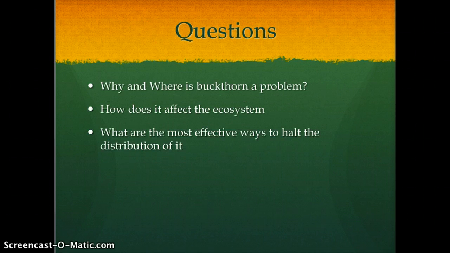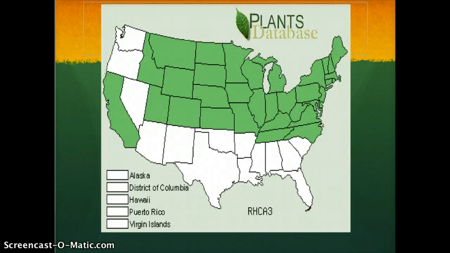Questions: why and where is buckthorn a problem? How does it affect the ecosystem? And what are the most effective ways to halt the distribution of it? As you can see in this chart, the states colored in green are currently facing a problem with buckthorn. The green states include 36 out of 50, which shows how rapidly this problem has grown, because originally buckthorn was only introduced in one state.